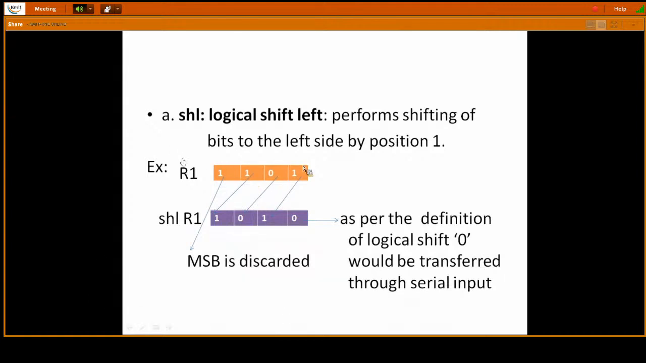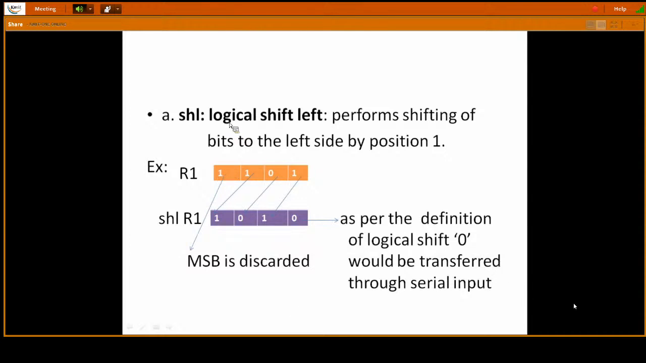We already know that whenever you are representing the data, this register data, the extreme right bit is known as the LSB, least significant bit, and whichever is present at the extreme left is known as the MSB, most significant bit. Now this is your register.